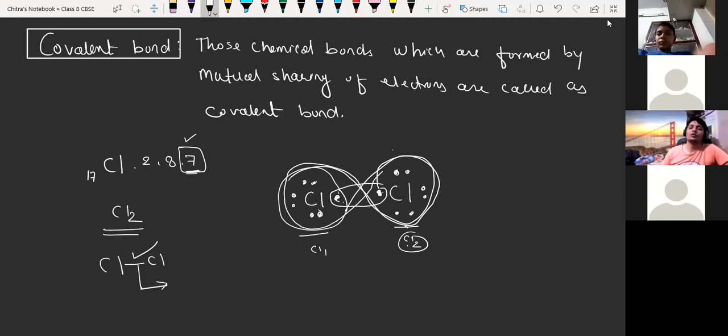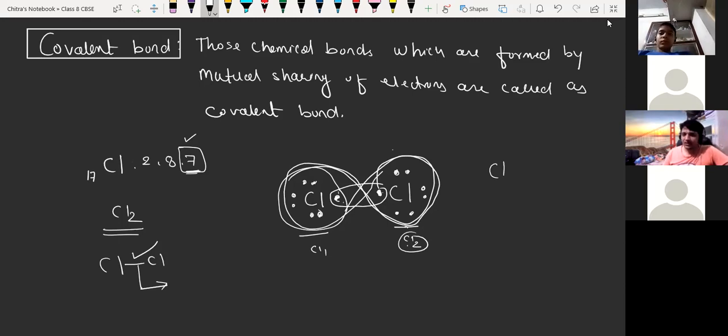Sir, it's balanced, right? After sharing of electrons, the electrons get balanced in their outermost shell. Yes, they are equal, but they are going to share one electron from each chlorine atom. Then their octet will get complete.